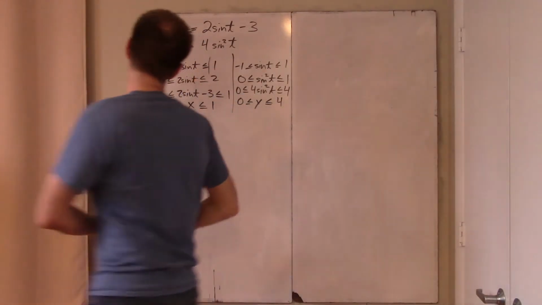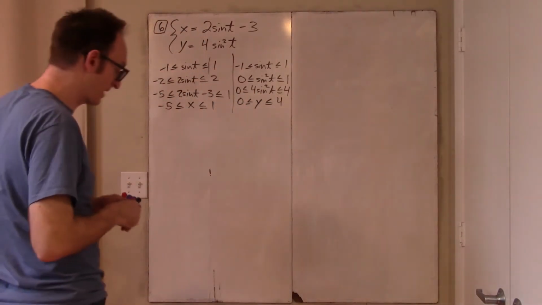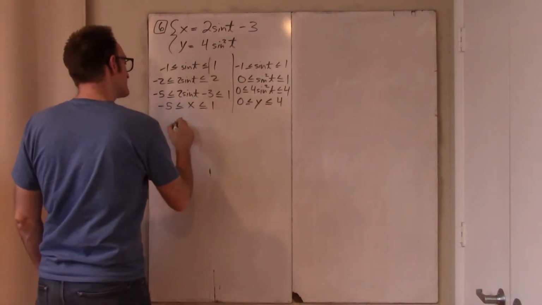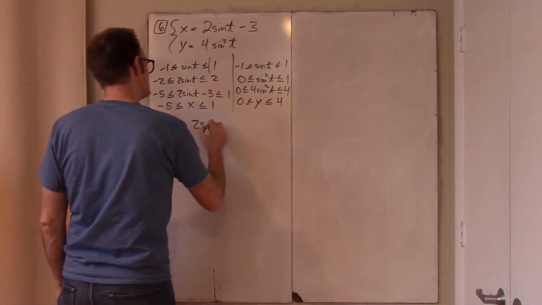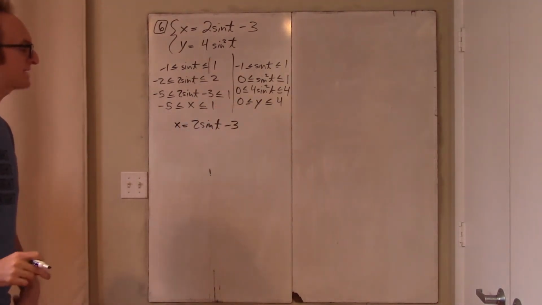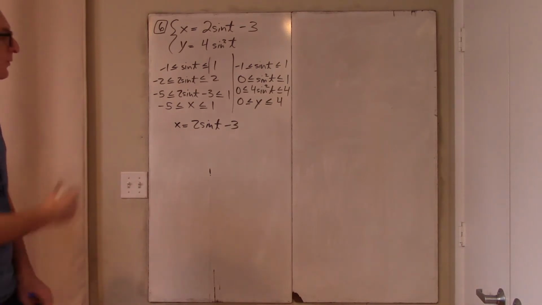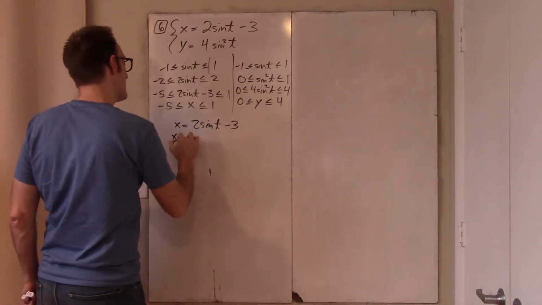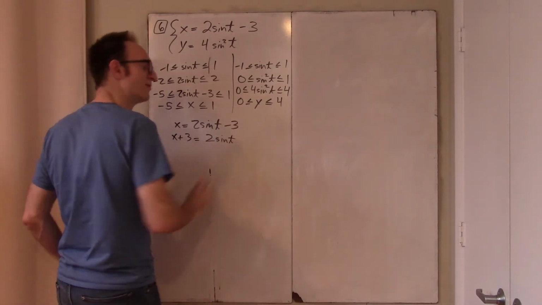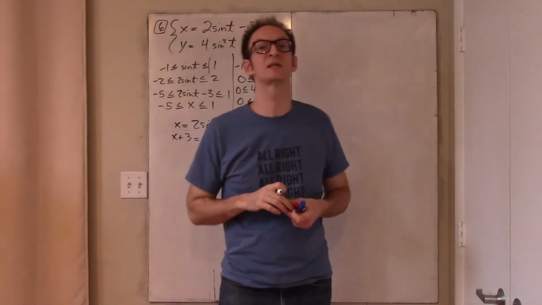Okay, so I get no information out of that, so I'm just going to skip right to the step of eliminating the parameter. I'll start with x equals 2 sine t minus 3, and I'm going to eliminate the parameter. When this happens live in class, I've seen what people do. They sort of add 3.